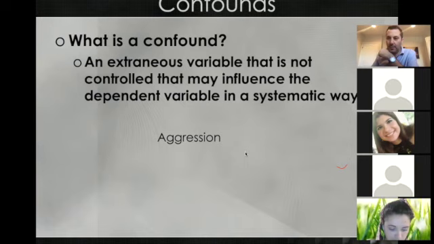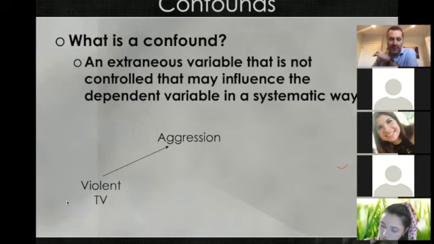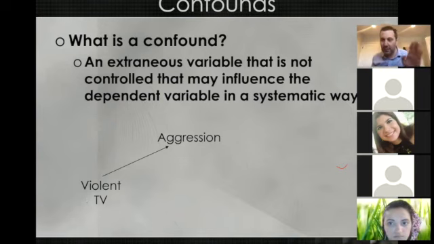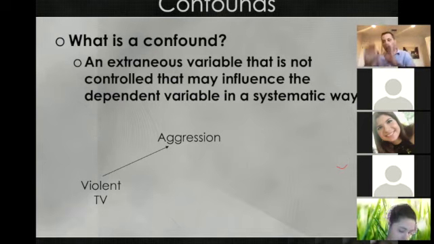So let's take the example we've been using so far, right? Let's say, again, we're looking at the effect of violent TV on aggression. So violent TV is going to be our independent variable. We're going to have people watch either violent TV or not, and then we're going to measure their aggression later on. Now, let's imagine that we have two groups of people: 50 people who watch violent TV, 50 people who don't. If those groups are equivalent, meaning the 50 people who watch violent TV are the same as the 50 people who didn't watch violent TV, and then we measure their aggression.